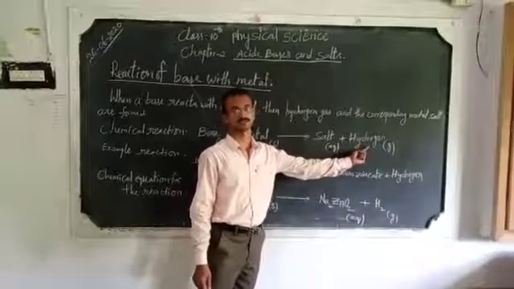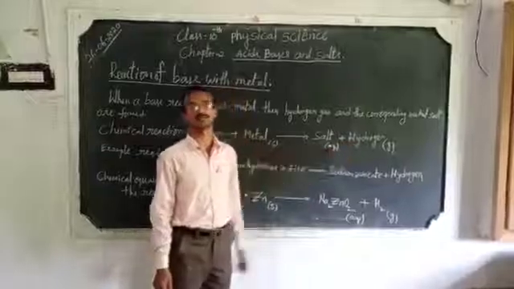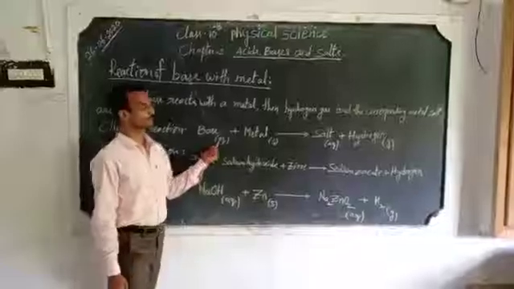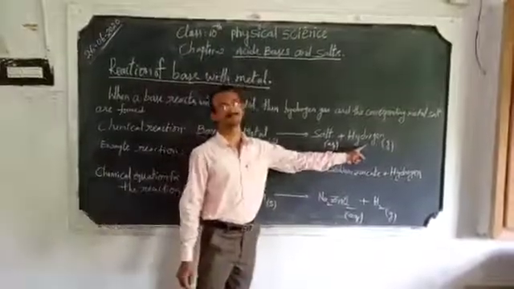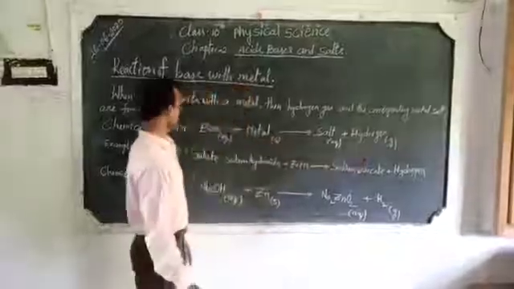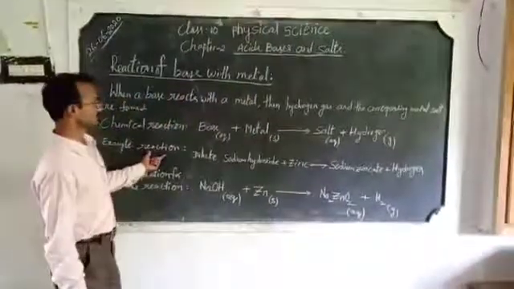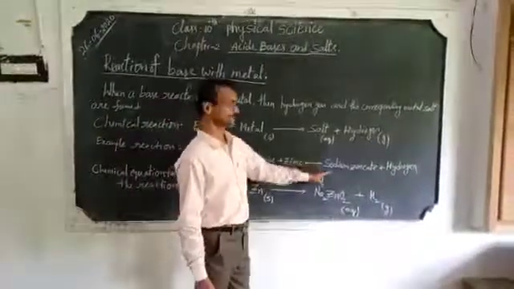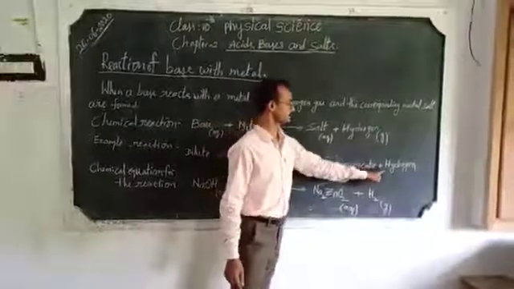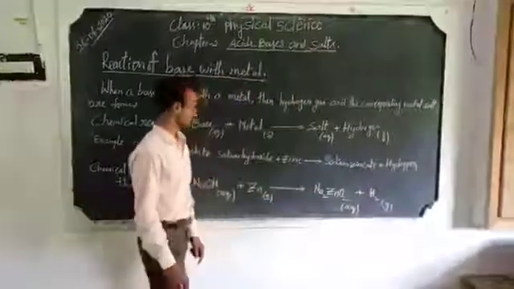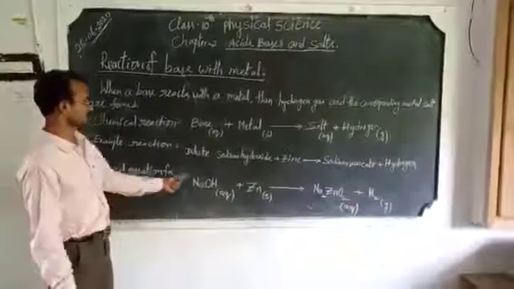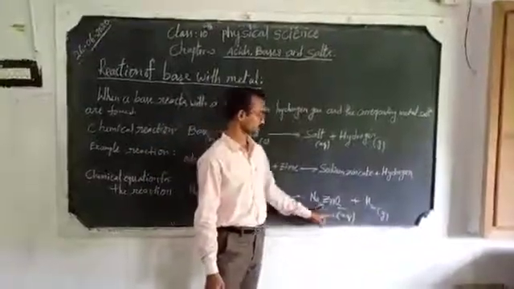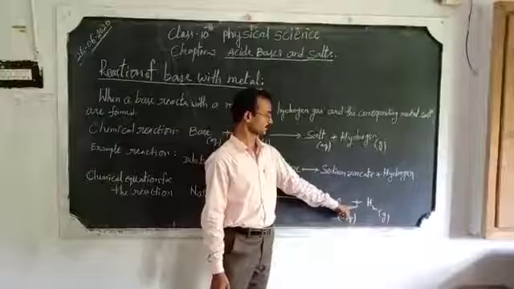Same observation we see. If we conduct the same activity by taking these two reactants, metal and base, we see the common product is hydrogen gas. Here let us consider one example. When dilute sodium hydroxide reacts with zinc metal, the corresponding salt sodium zincate plus hydrogen are the products. The chemical equation for the reaction is NaOH aqueous plus Zn solid gives sodium zincate aqueous plus hydrogen gas.